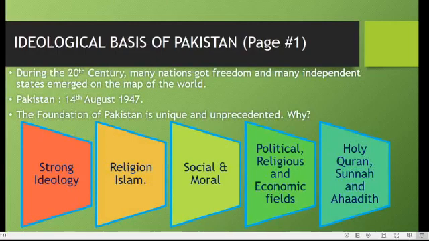Firstly, it is based upon a strong ideology. And what is our ideology? It is the religion Islam. Okay, what is the significance of Islam in our life? Because it affects every aspect of our life, whether it's social, moral, political, religious or economic. Islam affects all these aspects of human life. And what is this Islamic system, or this Islamic ideology? It is based upon the Holy Quran, the Sunnah of the Holy Prophet sallallahu alaihi wasallam, and finally on ahadith.